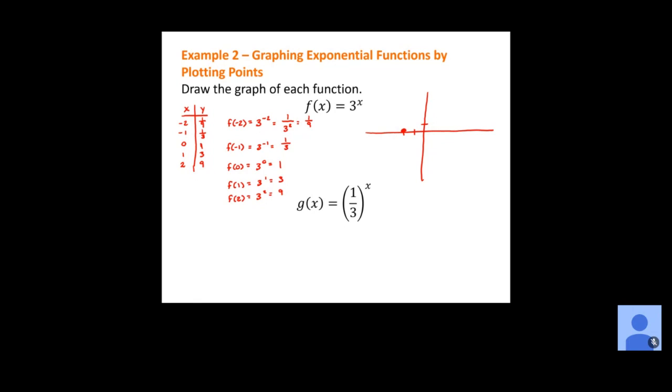Now, 1/3 at -1, slightly more than 1/9, right? Still not up to 1, but just slightly higher, right? So we're going to have a point right here. My y-intercept now, when x is 0, y is equal to 1. So I'm going to cross my y-axis at 1 right here.